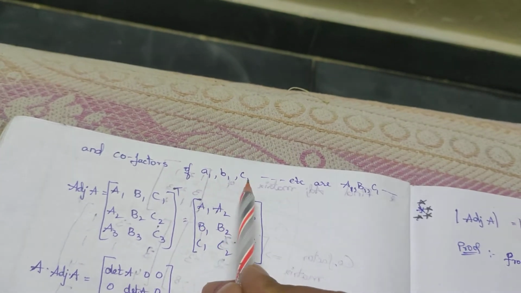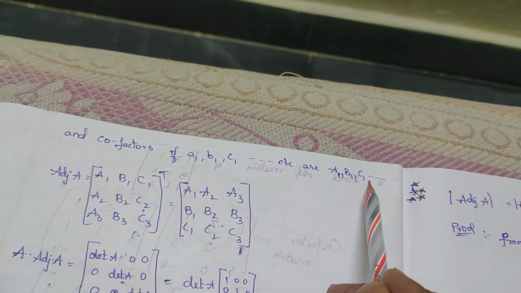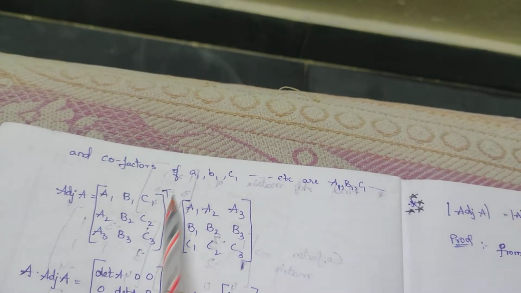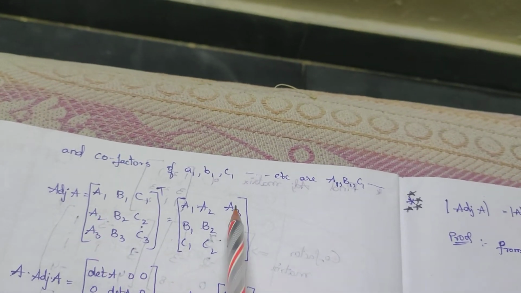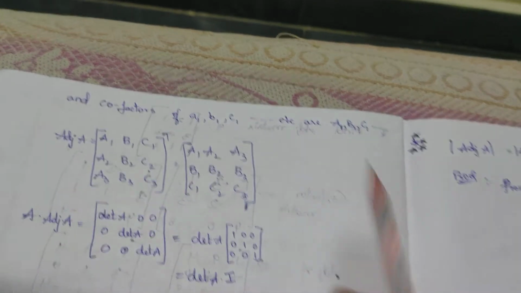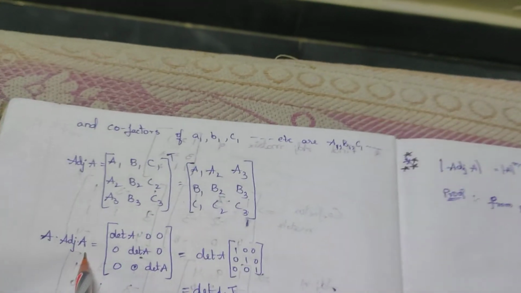adjoint of A. So directly, adjoint of A is nothing but, if you take capital A1 B1 C1 cofactors, then A1 B1 C1, A2 B2 C2, A3 B3 C3 whole transpose. This is nothing but A1 A2 A3 as first row, B1 B2 B3 second row, C1 C2 C3 third row. Now you multiply A into adjoint of A.